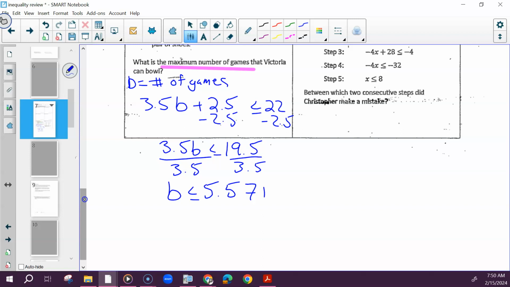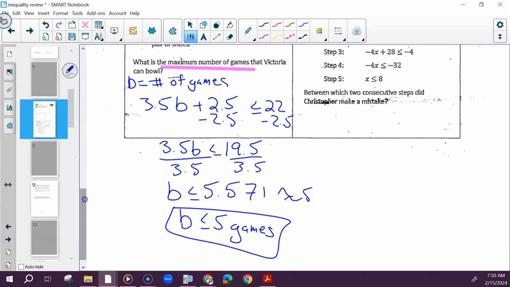So if I rounded up to 6, would she have enough money still? No. We'd have to round down. She can bowl no more than 5 games. And then she'll probably have a couple dollars left over.